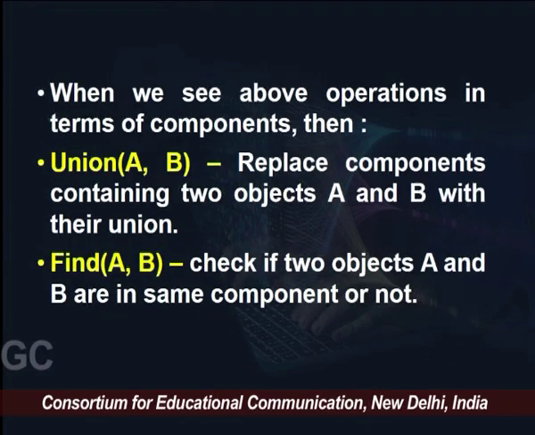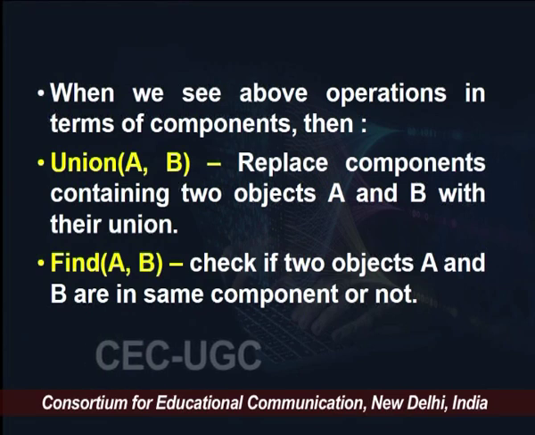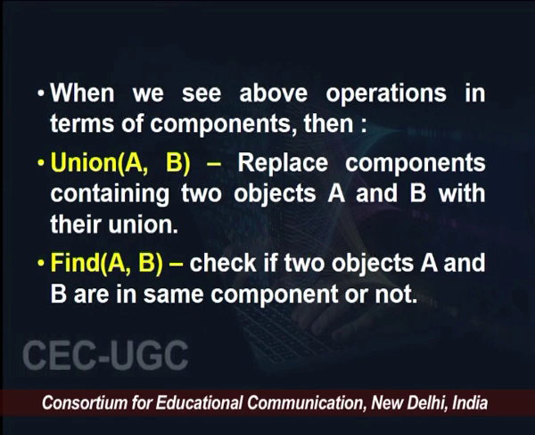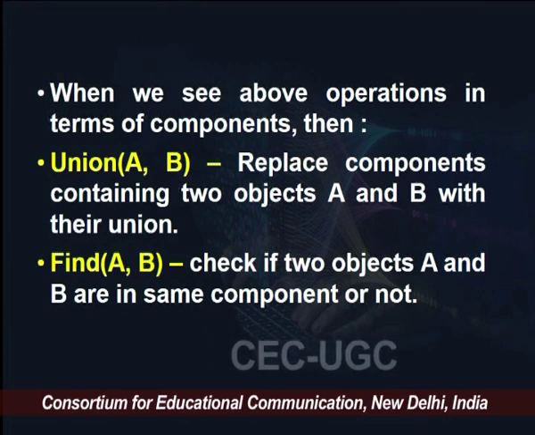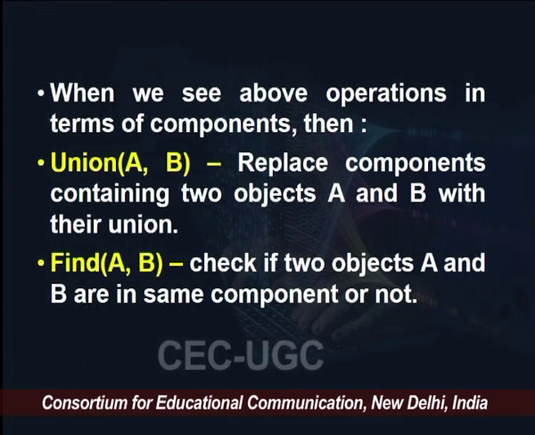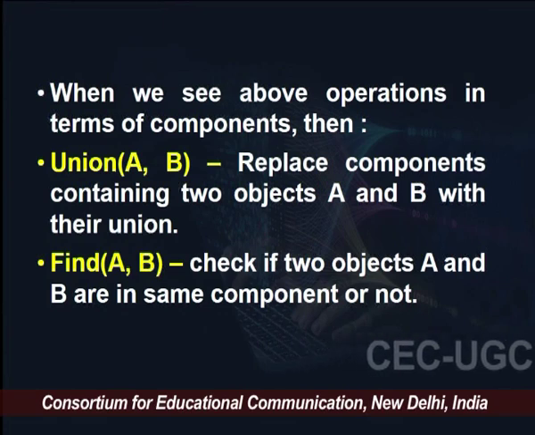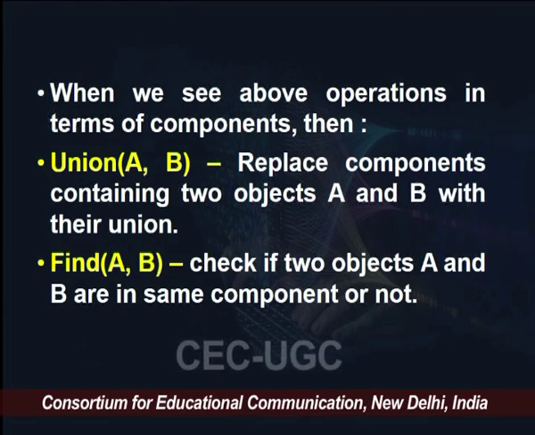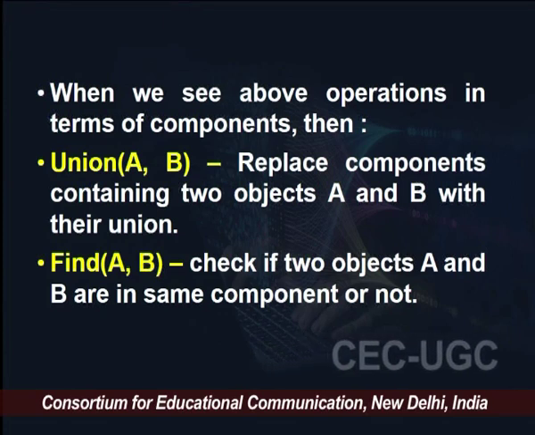Now, union A comma B, I have already told you that you need to replace the components containing two objects A and B with their union. Why is this replacement important? As we have seen, we need to maintain the condition of the sets being disjoint. If we do not replace the components A and B and we put one more component which is the union of A and B, this is going to give us repetition of the elements of A and B, and hence the condition of being disjoint is going to be violated. Then find A comma B checks if two objects are in the same component or not.